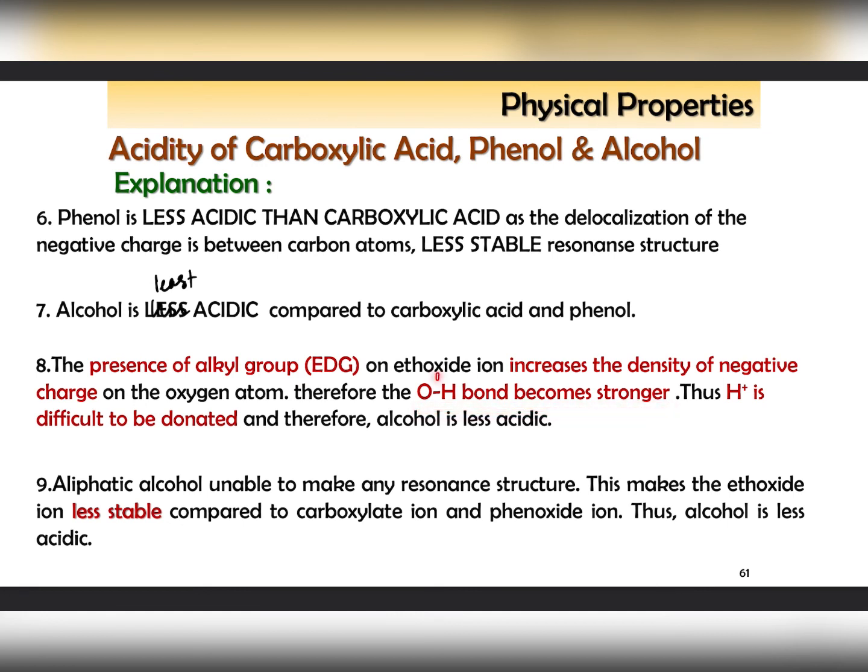So maksudnya susahlah kamu nak breakkan the OH bond. So H plus ion pun tak banyak berkurang. So it will make alcohol less acidic. Okay, so aliphatic alcohol also unable to make any resonance structure macam phenol dengan carboxylic acid. This will make the ethoxide ion less stable compared to phenoxide ion dengan carboxylate ion. Okay, that is why alcohol is the least acidic compared to the other two.